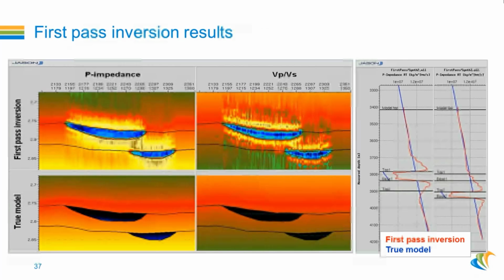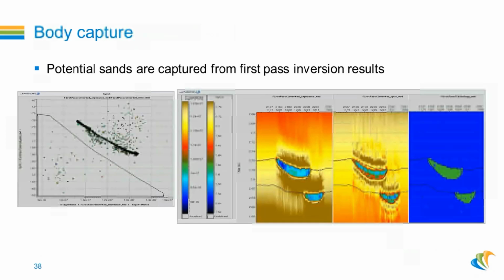Then we do a first pass inversion using the pre-stack inversion using the seismic. So the top is the inversion result, and you can clearly see the side lobe because we're not putting in the low frequency in the background trend, and the true model is at the bottom. And there are two extractions through the bodies on the right-hand side, where the true model is the blue curve and the inverted model is the red curve. You can clearly see that we are not matching the values, and we are seeing very strong side lobes next to our contrasting layer. With this, we can do body capture.